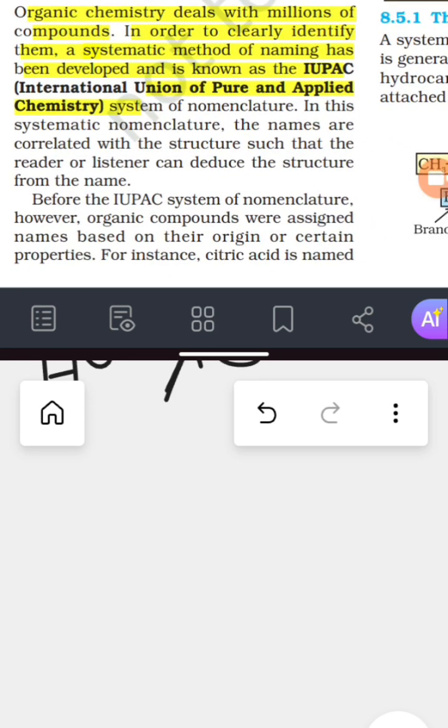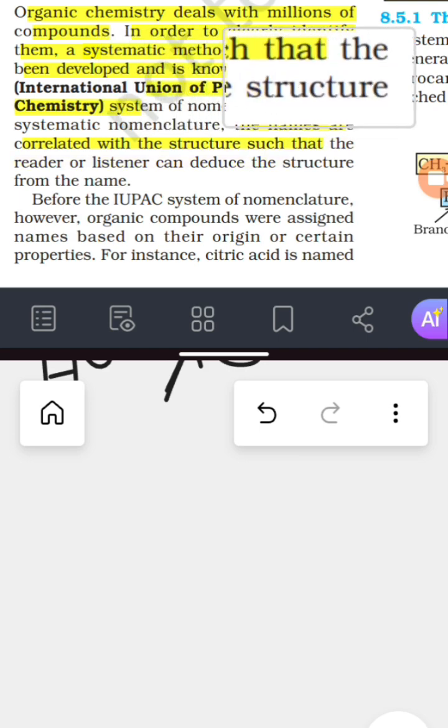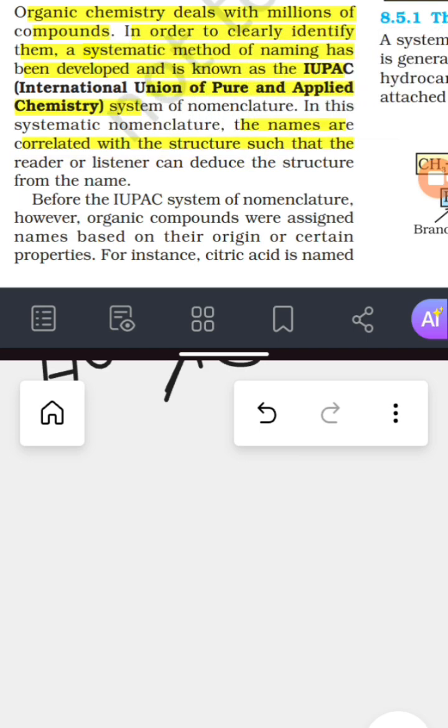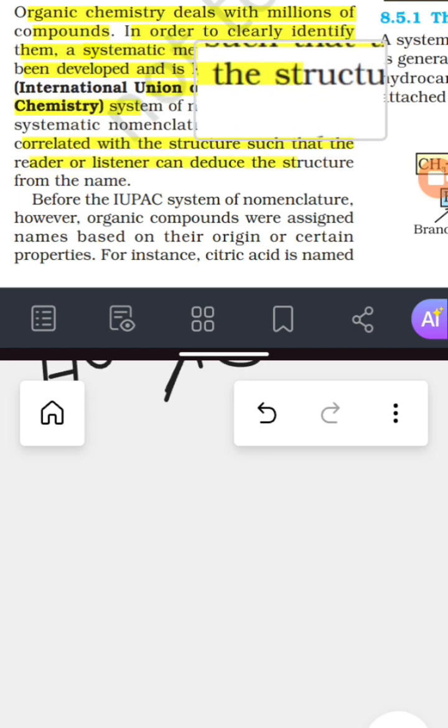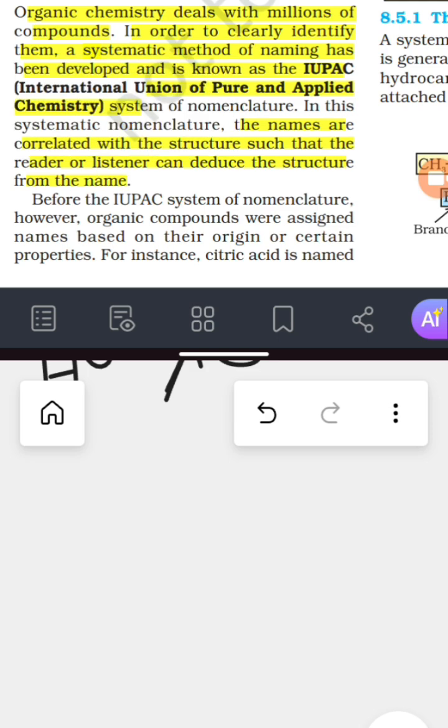In this systematic nomenclature, the names are correlated with the structure such that the reader or listener can deduce the structure from the name. That means if we know the name, we can write the structure, and if we know the structure, we can write the name. Like that, IUPAC rules are framed.